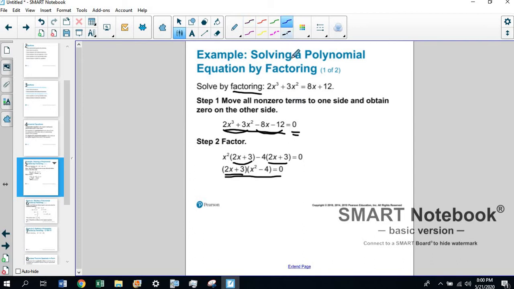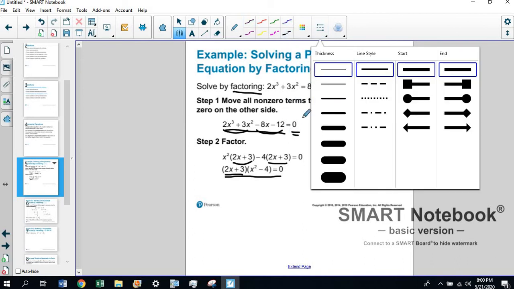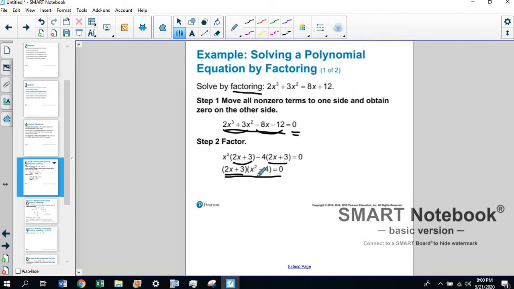However, because we're doing polynomials with higher degrees, we might have to factor again. And in this case, we do have to factor again. The 2x plus 3 is just fine. But x squared minus 4 is a difference of squares: x plus 2, x minus 2. And so we set those equal to 0 and break them up. We get 2x plus 3 equals 0, x plus 2 equals 0, and x minus 2 equals 0.